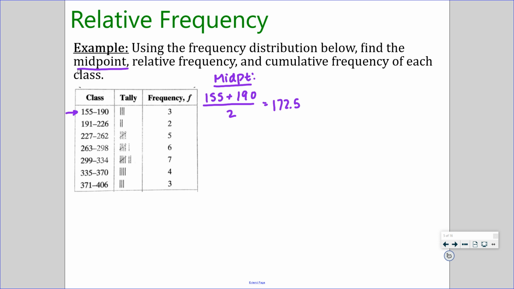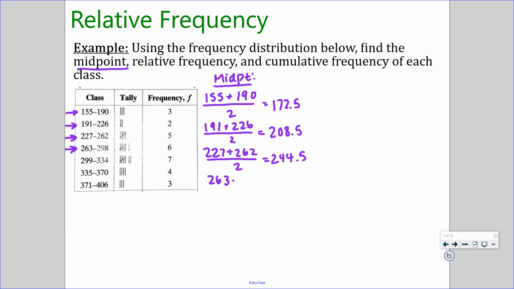Okay, let's just go through and calculate all the midpoints. Next class, the same thing. You take your lower limit plus your upper limit, divided by 2. I got 208.5. These are often used in frequency graphs when we get there. Same thing here. Some nice simple math for you guys on a Friday. 244.5. Halfway there. 263 plus 298. 280.5.